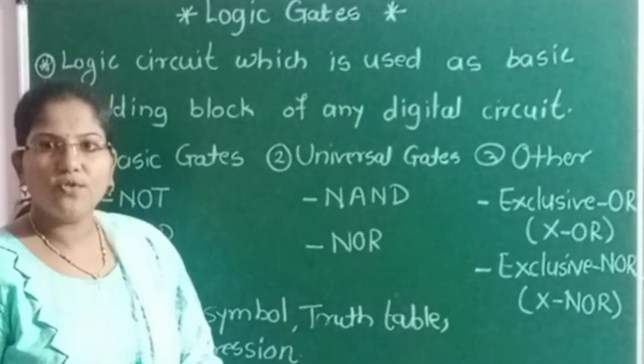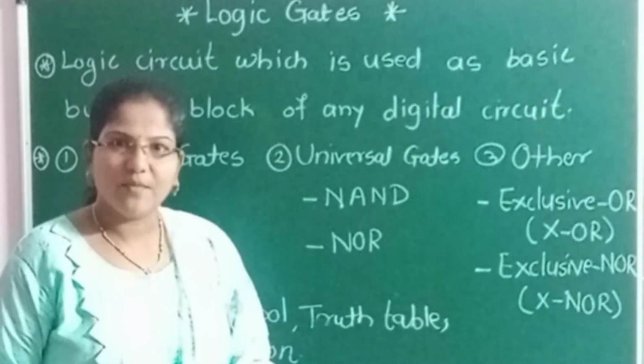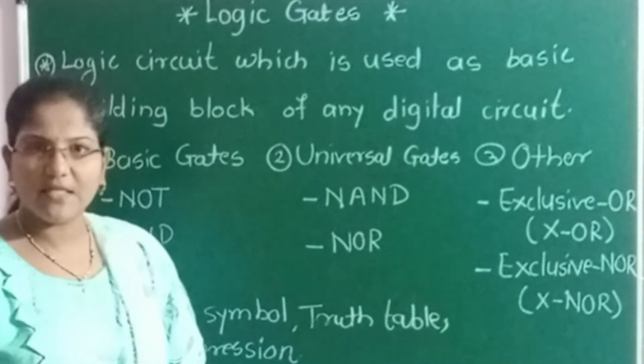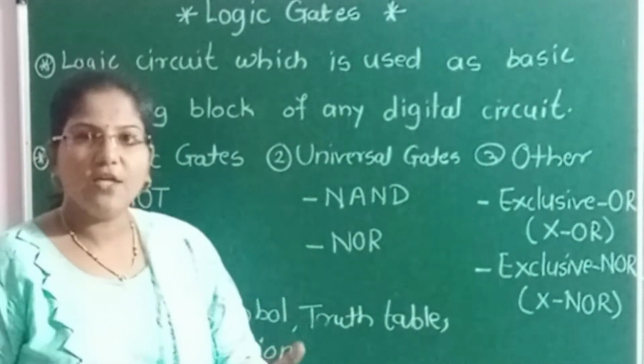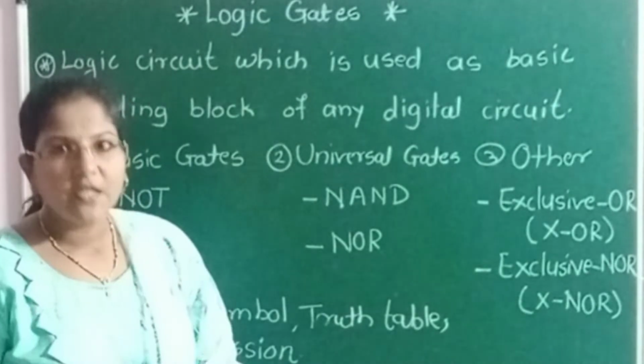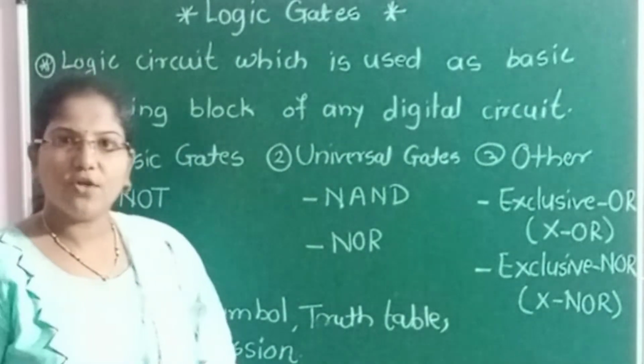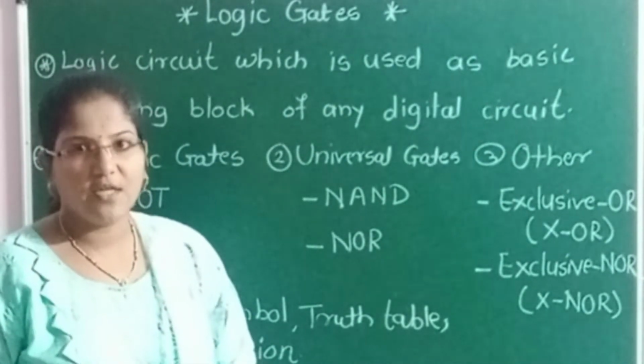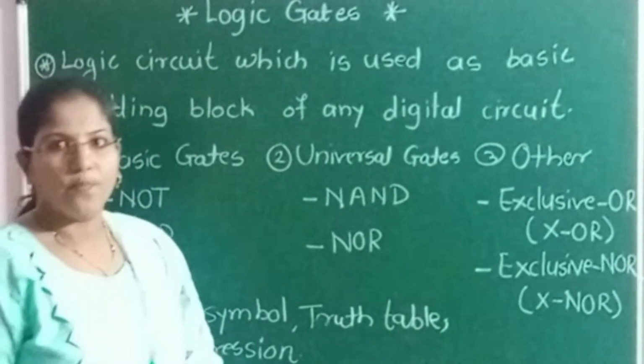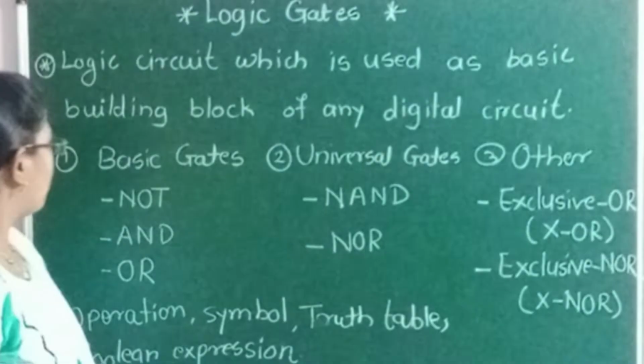So today we are going to see the symbols of the gates, but actually those are only for our understanding purpose. Internally those gates are nothing but the circuit only, which may consist of the resistor, transistor, diode and other things also. So there are three categories of the logic gates.